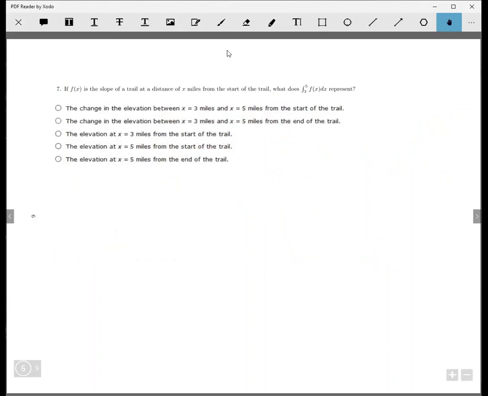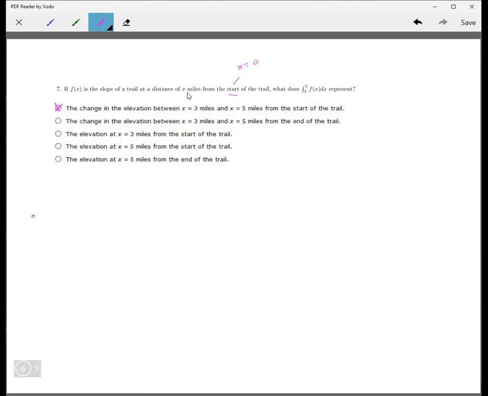Good job. Okay, number 7. If f(x) is the slope of a trail at a distance x miles from the start of the trail, then what does the integral from 3 to 5 of f(x) dx represent? Okay, so the start of the trail would be where x is 0. And this is going from 3 to 5 though. So this is going to be the change in elevation between x equals 3 miles and x equals 5 miles from the start of the trail.